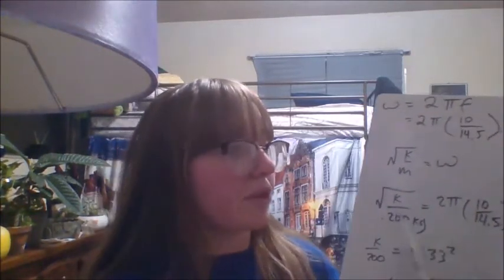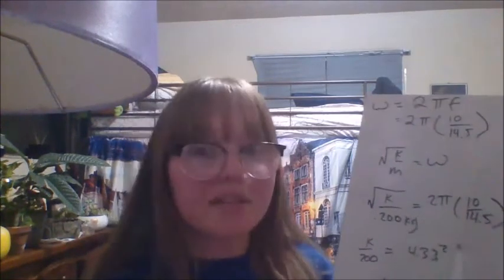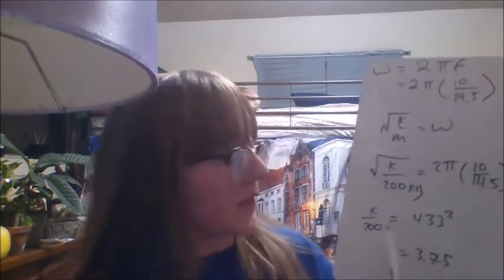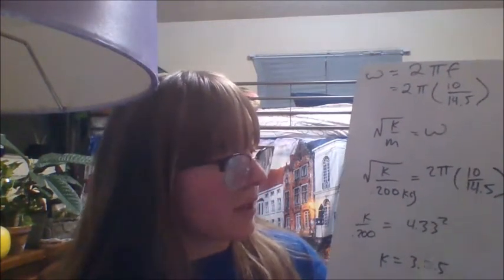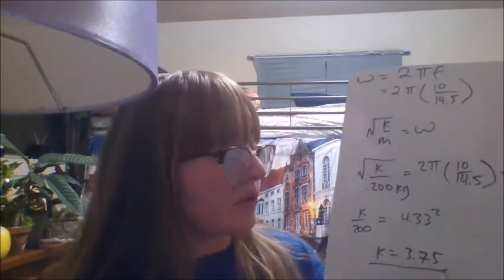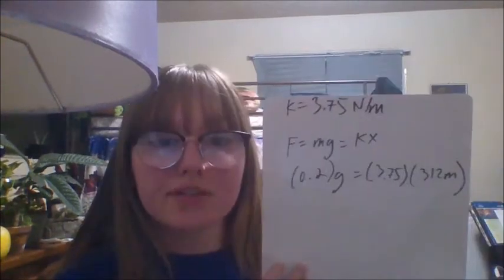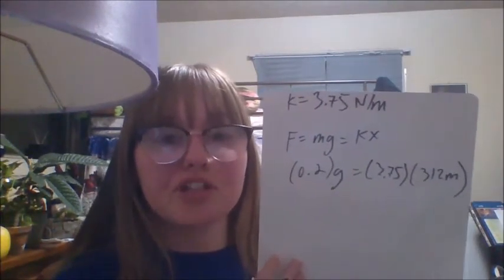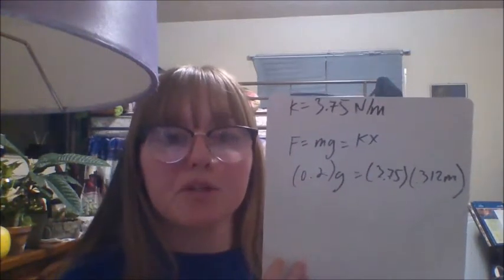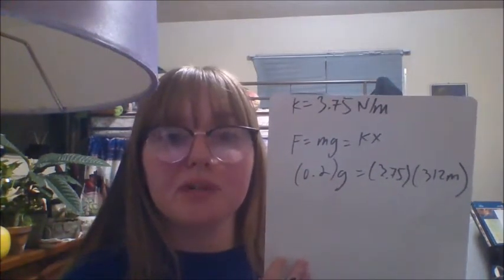So you're going to want to go ahead and square both sides to get rid of this square root here. You end up with k divided by 0.2 is equal to 4.33 squared, so then you get your k is equal to 3.75. So now that we found our k value, we can set our force equal to mg, but in the case that we're working with a spring, this is also equal to kx.